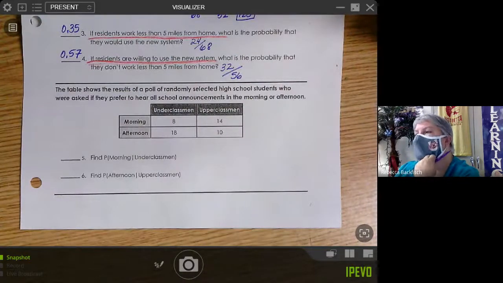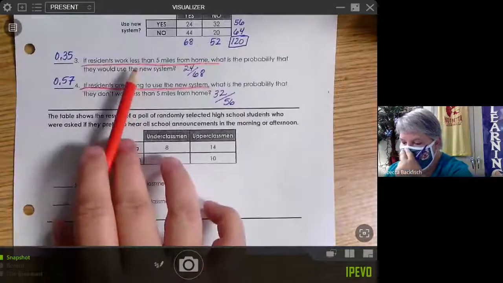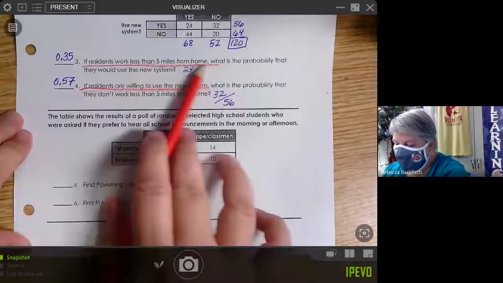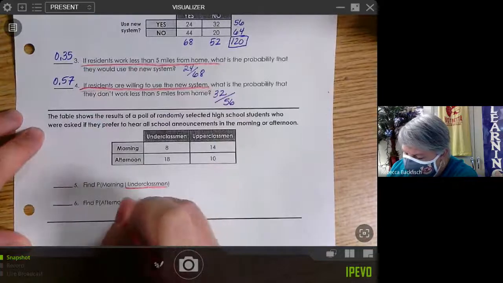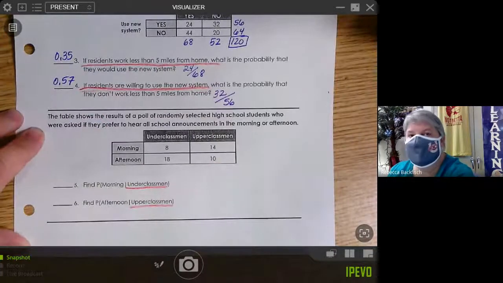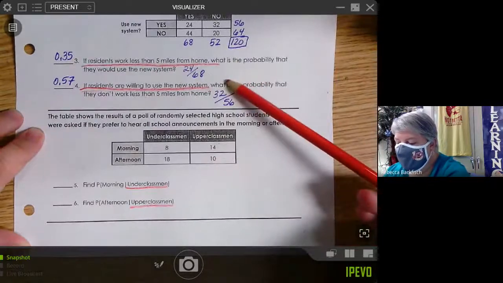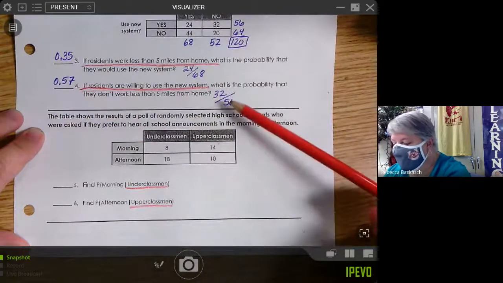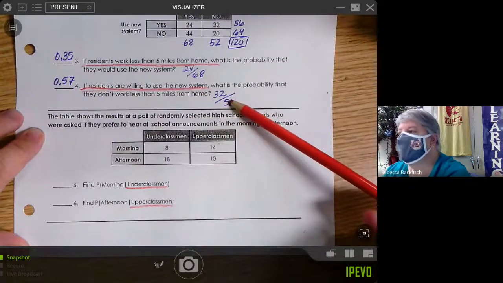Okay, I went back and underlined these a little harder because I wanted to make sure you saw that I'm going to use this as a comparison. This part right here is exactly the same as doing this right here, saying given that such and such. So this could have been phrased that way. It could have said, given that a resident works less than 5 miles from home, what is the probability they would use the new system? Or what is the probability someone doesn't work less than 5 miles from home, given that they're willing to use the new system?